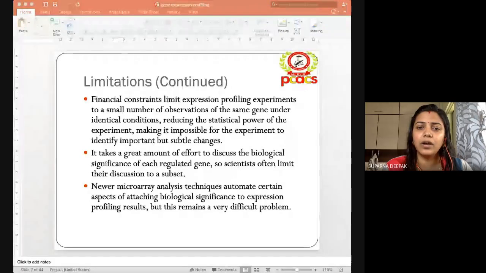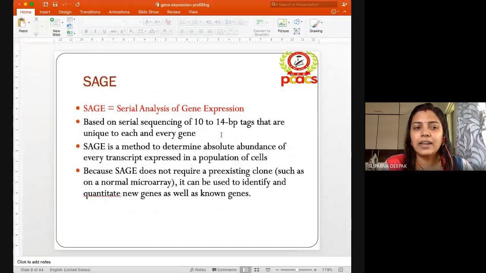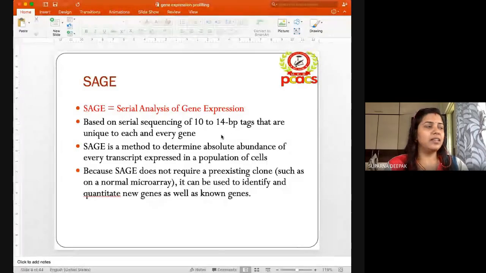So let us start with the technique, the first technique to study gene expression. That is SAGE. Okay, so what is the full form of SAGE? It is serial analysis of gene expression.